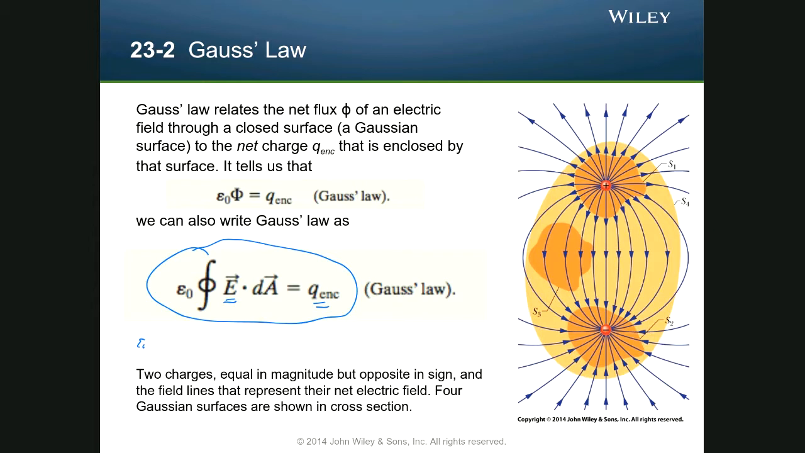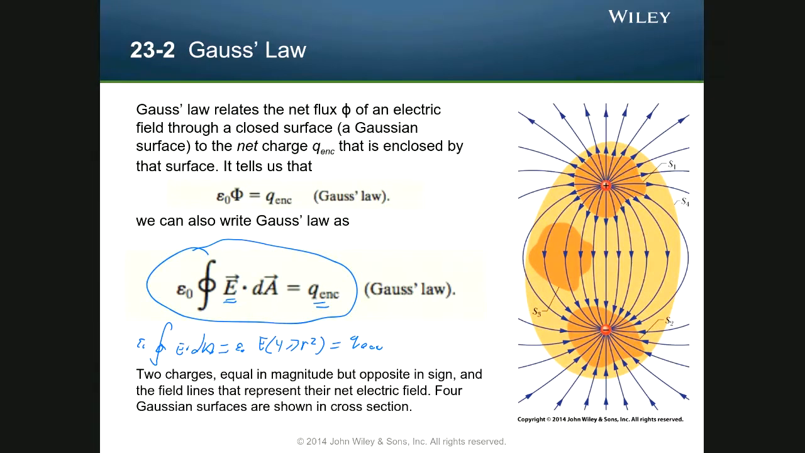So the integral of E dot dA becomes epsilon naught E times the surface area of a sphere, which you draw around the point charge, which, if you don't know, is 4 pi r squared. And that's going to be equal to Q enclosed.